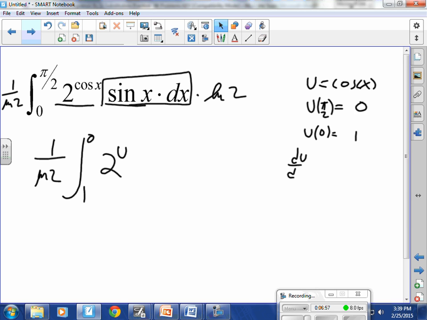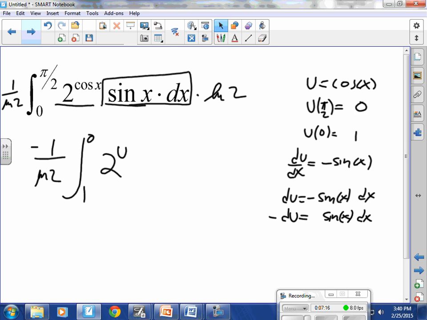The derivative of u with respect to x is negative sine of x. So du is negative sine of x dx. Therefore, negative du is going to replace sine of x dx. We'll go negative out front and du, keeping in mind I've still got this ln 2 that I added on the inside of the integral. So I've got it in the form a to the u prime, and ln a, easily integrable.